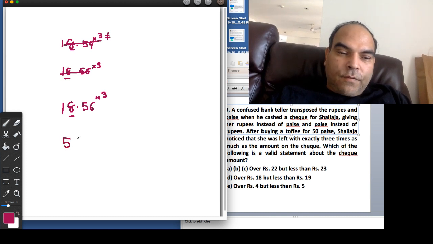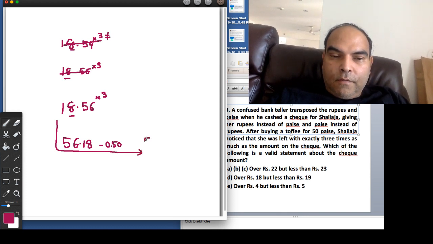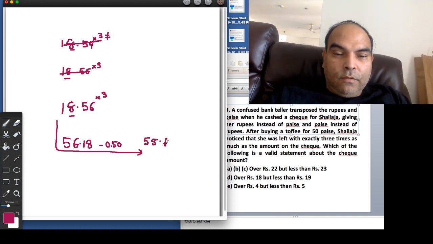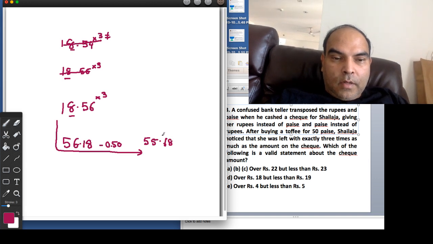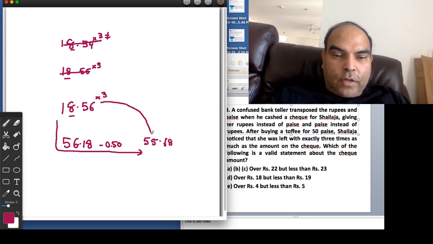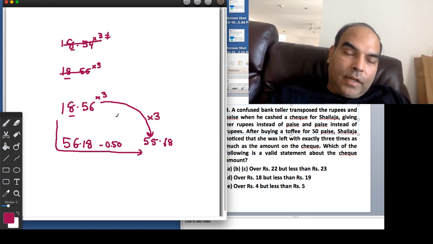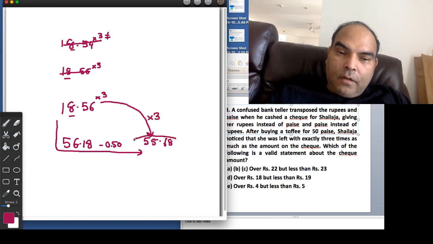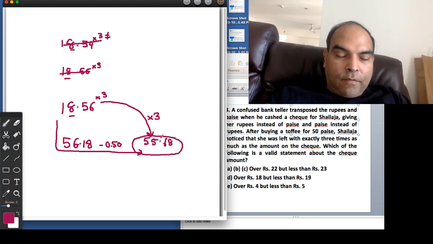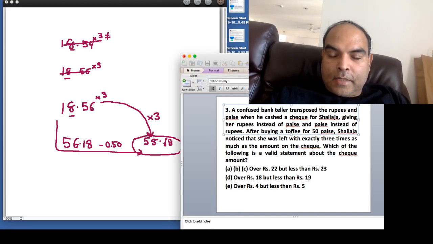So 1856 becomes 5618. Subtract 50. So through this route, we get 5568 as the value. And this is also equal to 3 times this, which you can check. 1856 into 3 is indeed 5568. And hence the correct answer here will be over 18 but less than 19.